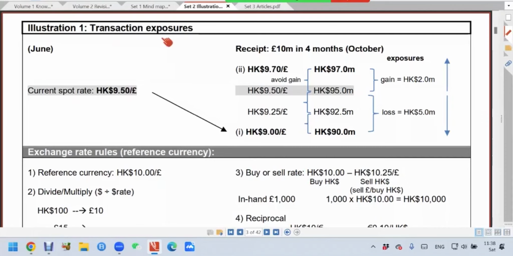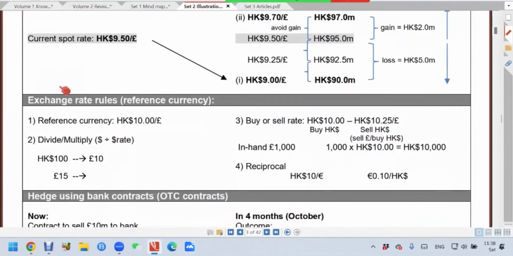So before I explain to you more on transaction exposure, like I say, I want to go through with you the exchange rate rules. This one here.